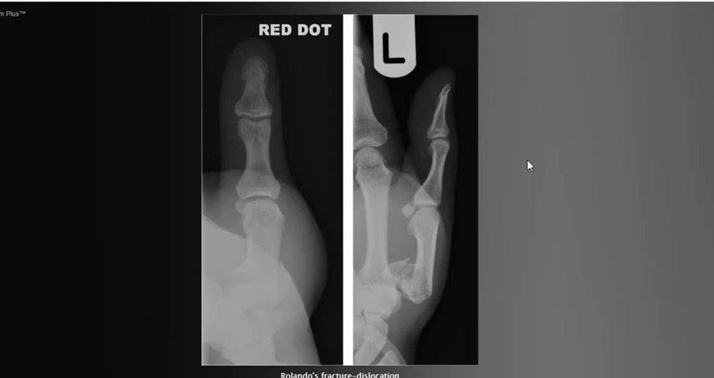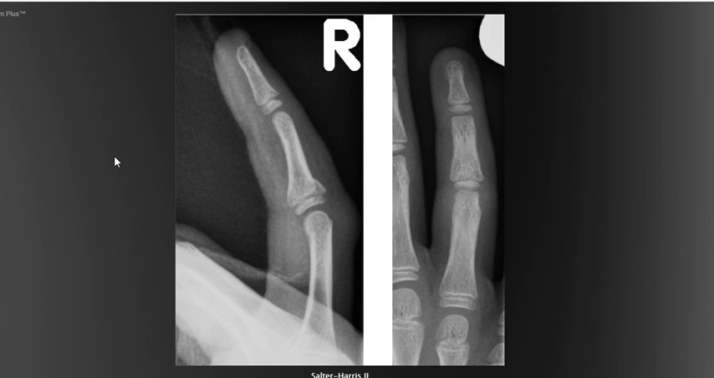Similar to the Bennett's is the Rolando's fracture dislocation of the first metacarpal. This is a more comminuted fracture, and this is a very unstable fracture. You can see it's very comminuted. I would imagine the common kind of injury is catching the thumb with a significant force to dislocate the first metacarpal, and also cause a significant comminuted fracture of the proximal fragment. We'll look at some pediatric films now.